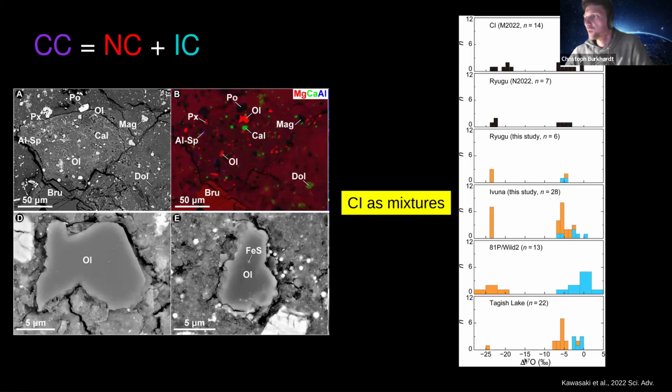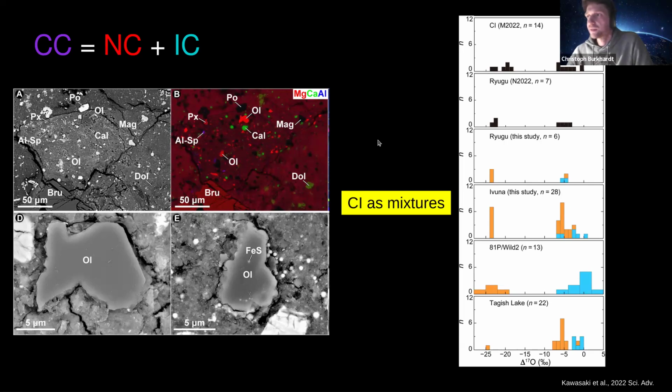So here is the oxygen isotope anomaly. And there are olivines in CI-type chondrites as well as in Ryugu samples that have the same isotopic composition as CIs and AOAs. And there are olivines that have a more normal composition, like other chondrite materials. And so I think we can see also in CIs that there's a mixture between NC and IC materials.